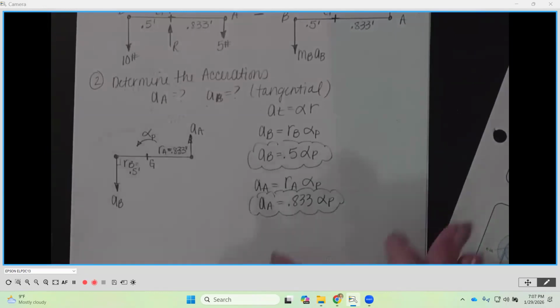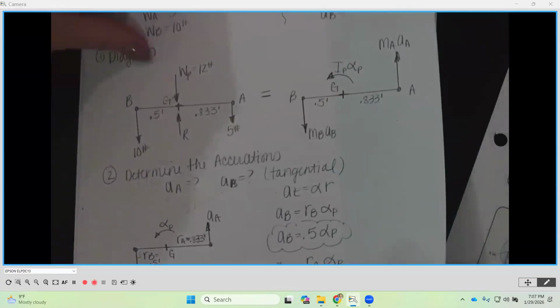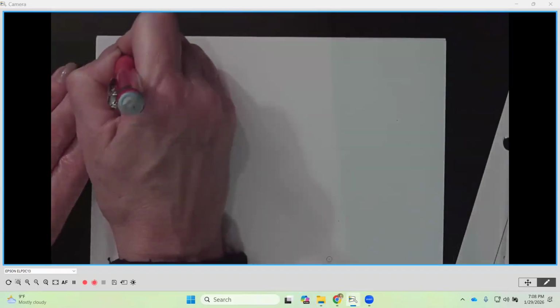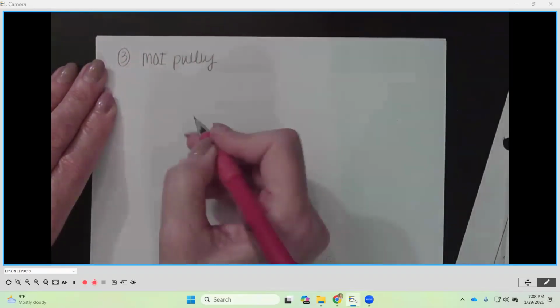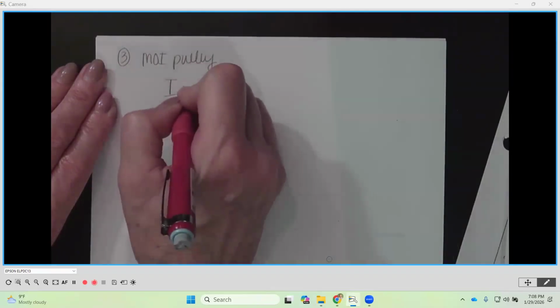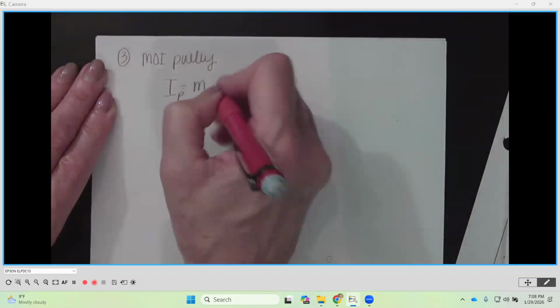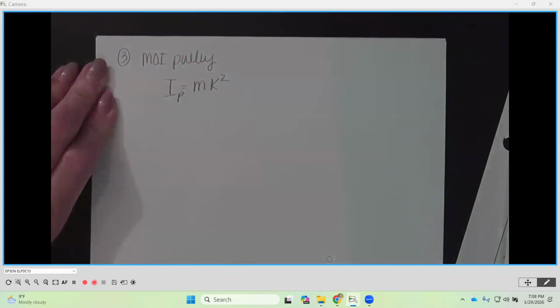Let's continue on. The next thing that we're going to do is calculate the moment of inertia, or the rotational inertia, of that pulley. So step number 3 here is going to be the moment of inertia of that pulley. We know that I for that pulley is going to be equal to mass times the radius of gyration squared. We had already established that this is not an even cross section of a simple shape, so we can't use one of those canned equations. We're going to have to use that radius of gyration value that they gave us.